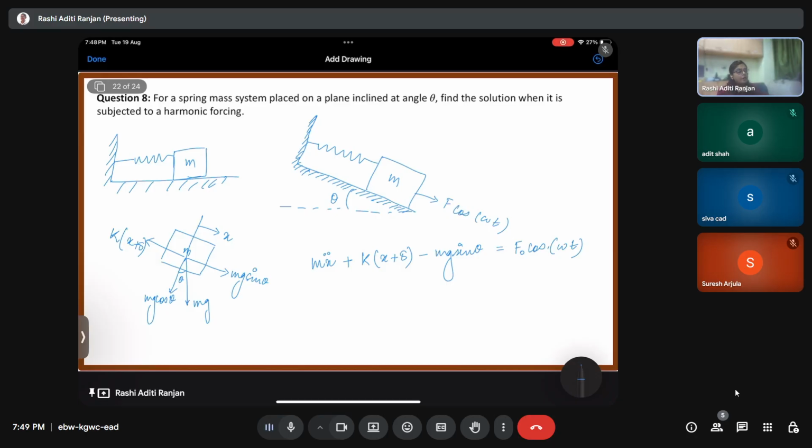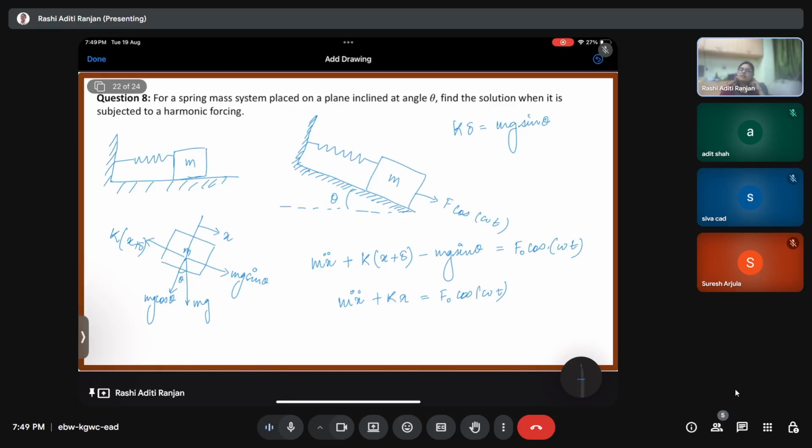Now we already know that k delta is equal to mg sine theta, because it is the equilibrium state. So this will get cancelled and the final equation comes out to be nothing but m x double dot plus k x is equal to F naught cos of omega t. So what do we see over here?